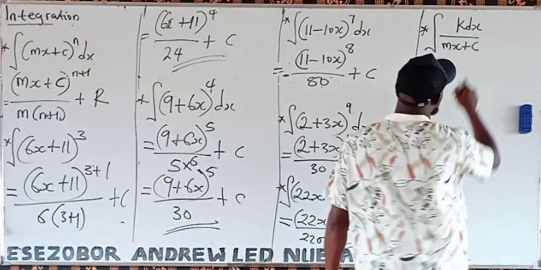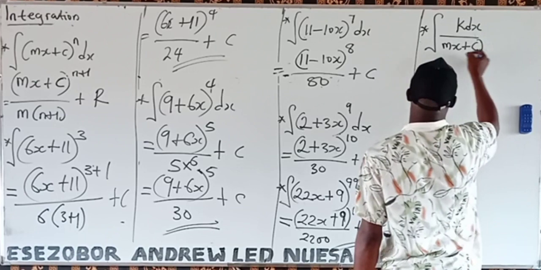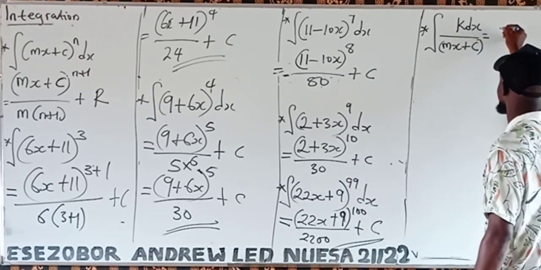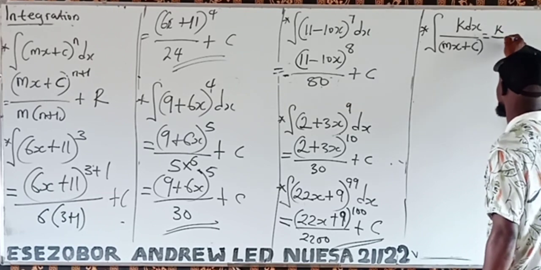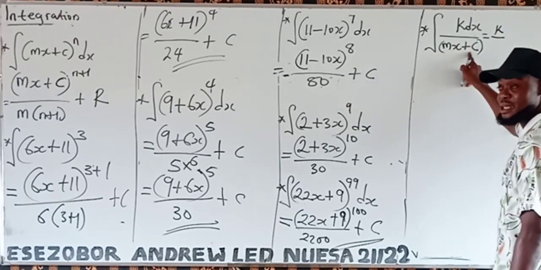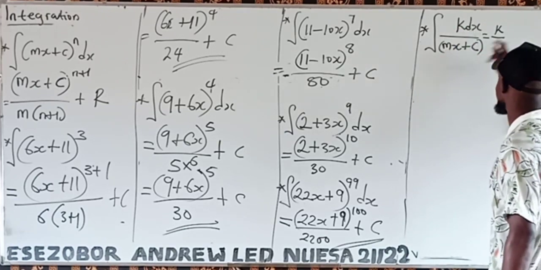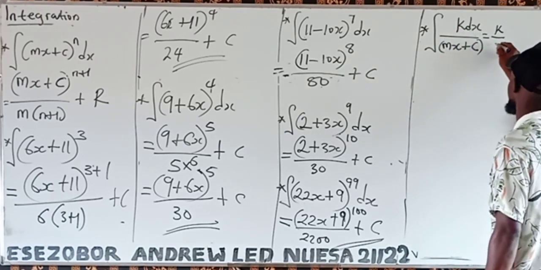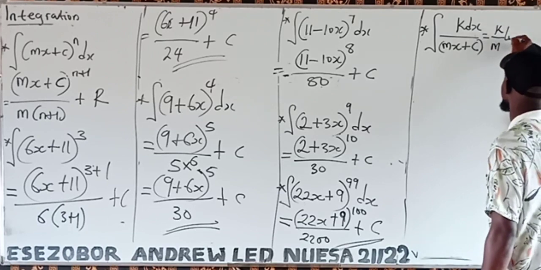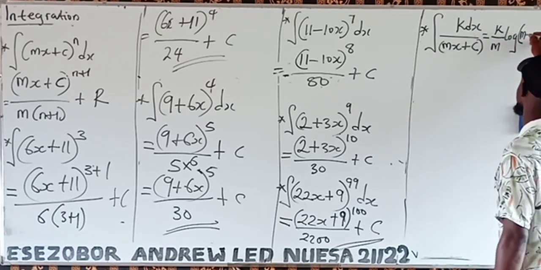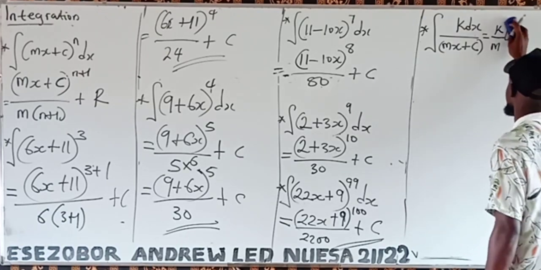So let's look at something like this. If you do something like this, what are you going to have? The answer you're going to have is k over the coefficient of x here, the same as you've been doing. You want to take this k divided by the coefficient of x. What is the coefficient of x here? It's m. Then you take the log of the base. What is the base here? mx plus c.